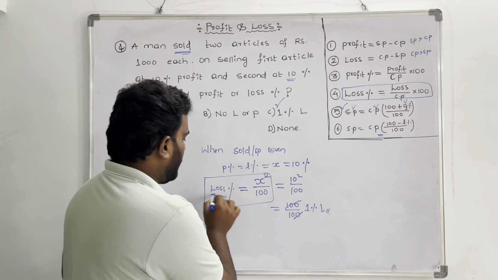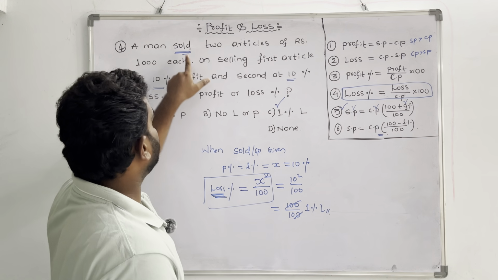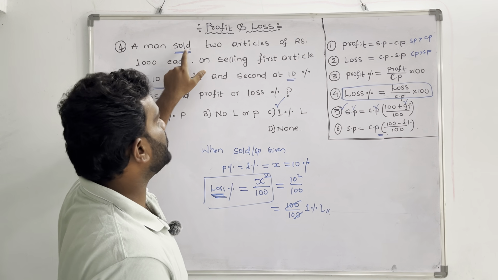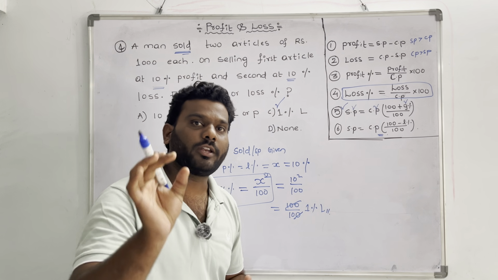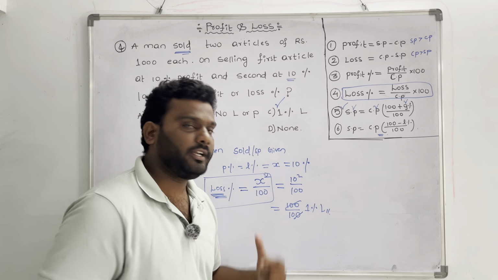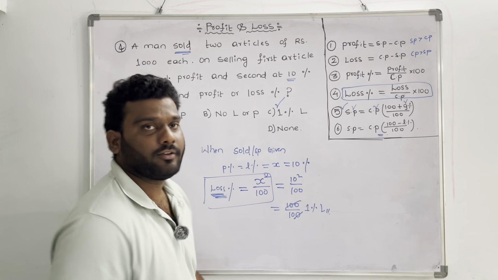Sir, why only loss, why not profit? Because here the first statement starts with the sold selling price, so it always indicates loss only. Remember this in your mind, a very important question. Let's discuss the fifth question.